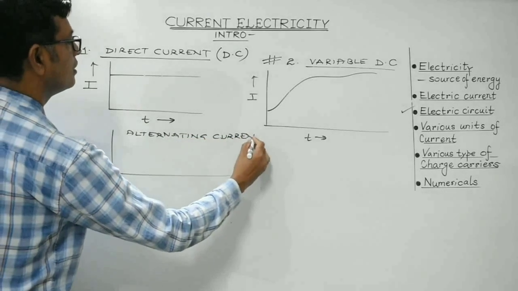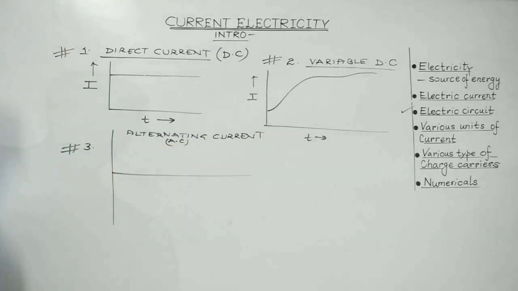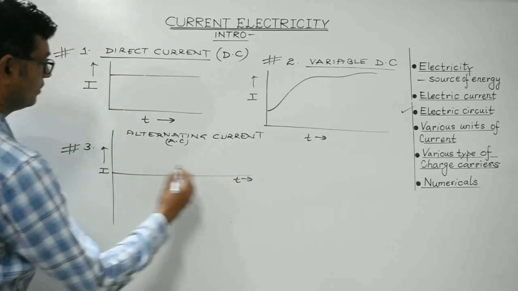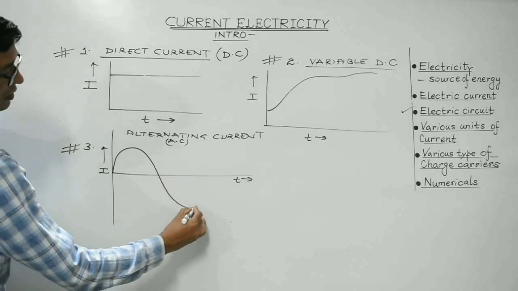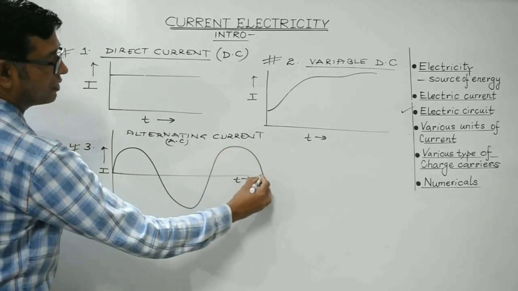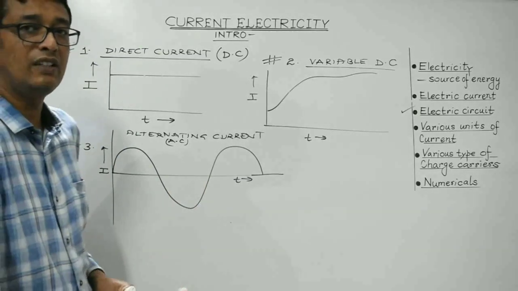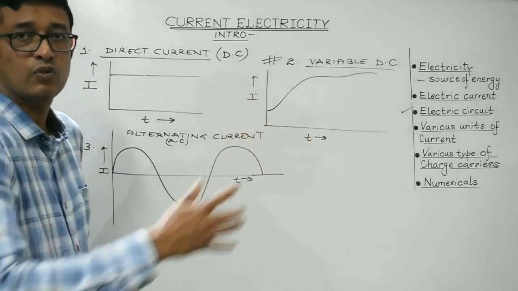Alternating current. It is known as AC. Now look, suppose this is alternating current and this is time. It is of sinusoidal nature, like this. It can be represented either by a sine function or by a cosine function. Right? So basically we will deal with this topic in the subsequent chapter.